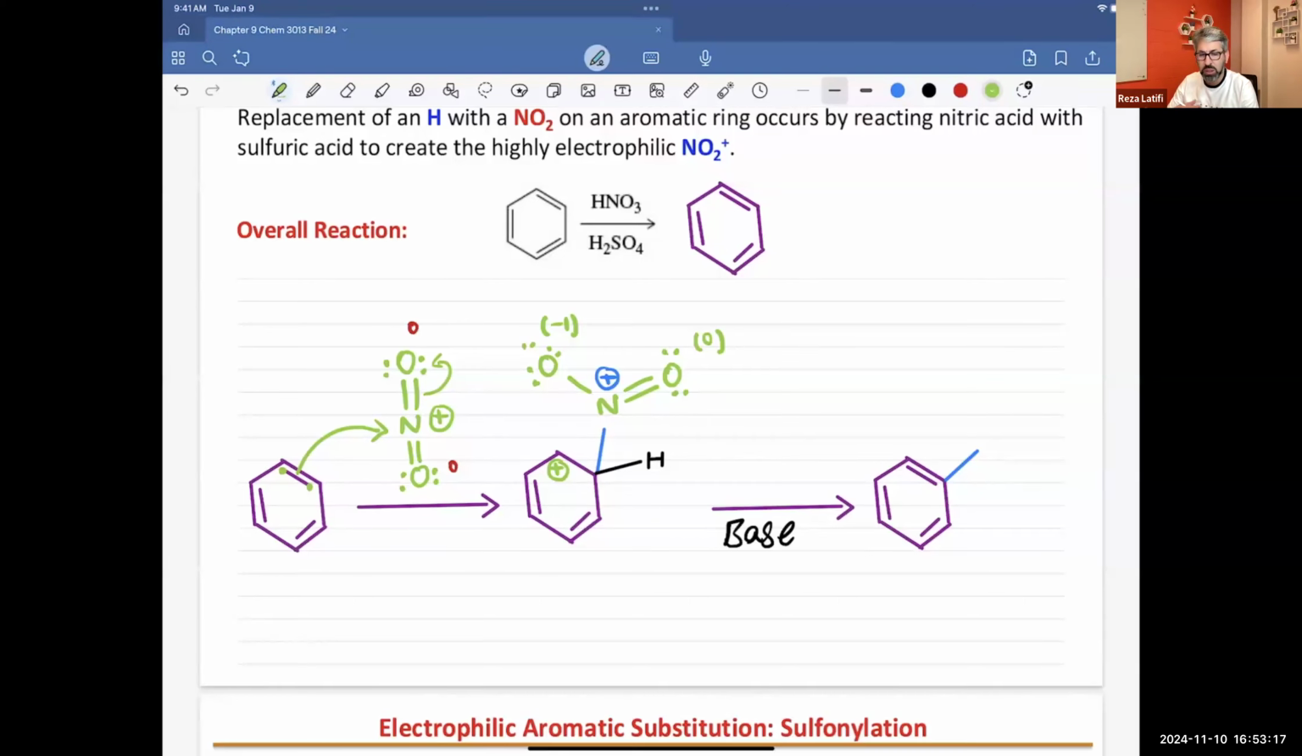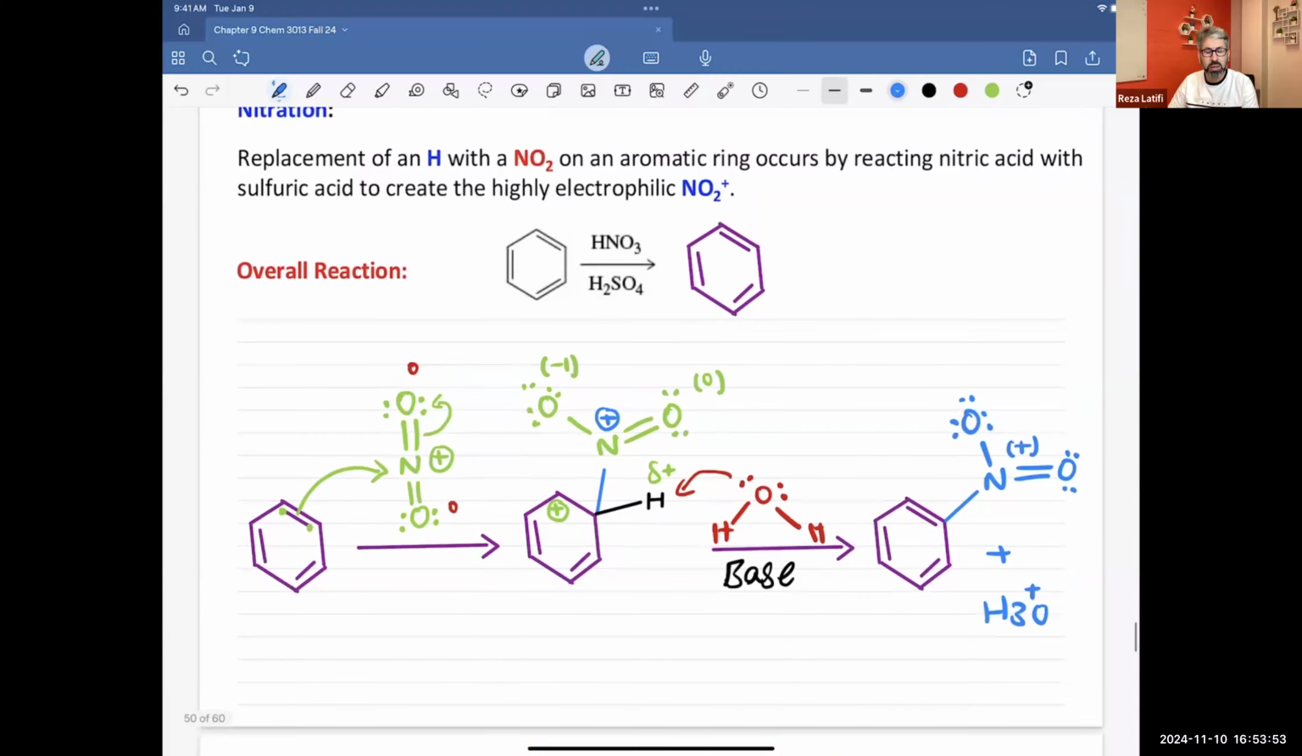We need to have a base to take hydrogen. This hydrogen is going to be a really acidic hydrogen. So if we introduce a base there, something like water, that can do the job for us. It will go after the hydrogen and remove it, and it will give us this compound, plus we get a hydronium ion.